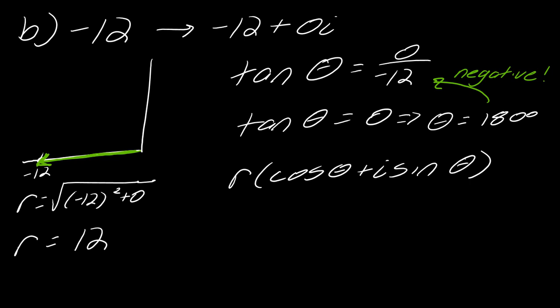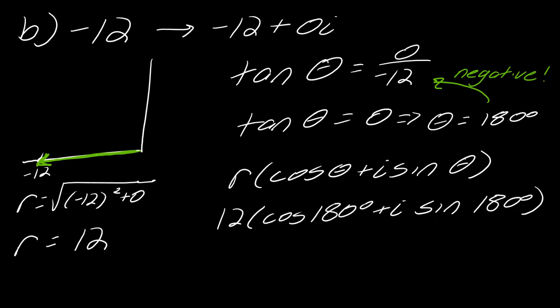Okay, so now I've got everything I need to finish this. So r times cosine theta plus i sine theta. I can just plug everything in. So there's everything plugged in. Or again, I can do this shortened form of 12 CIS 180 degrees. Okay, so now we've kind of seen everything.